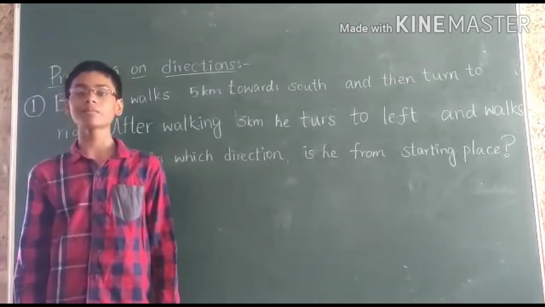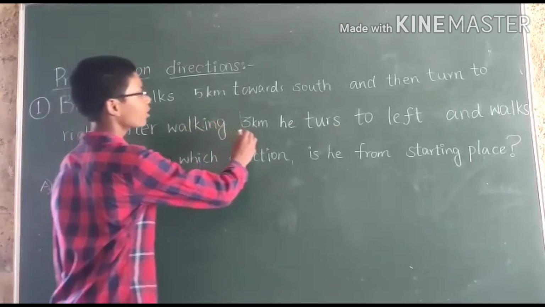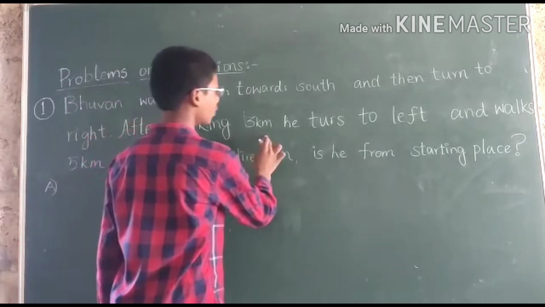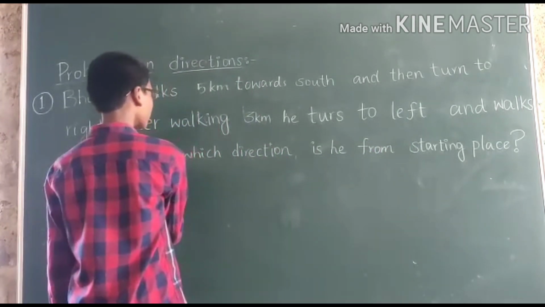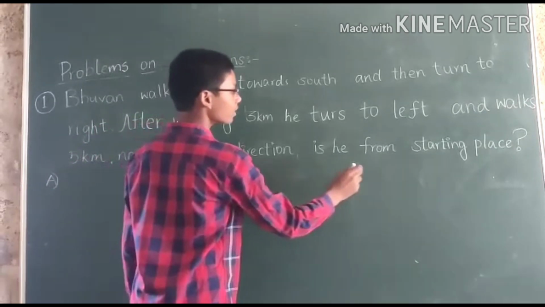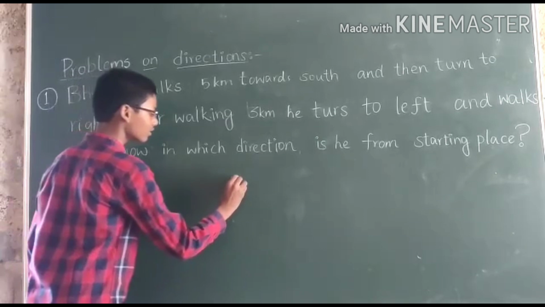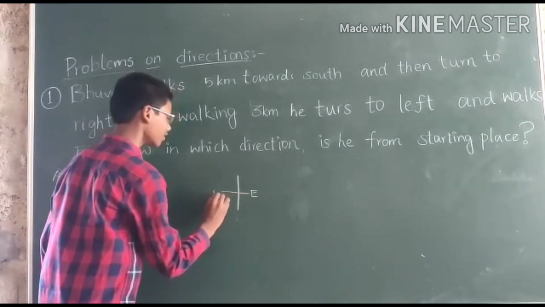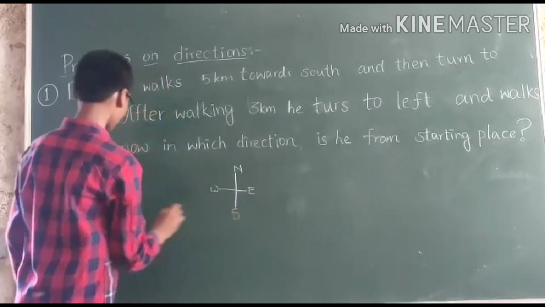Now let me explain some problems based on directions. Bhuvan walks 5 km south and then turns to right. After walking 3 km, he turns to left and walks 5 km. Now in which direction is he from starting place? This is east, and this is west, this is north, and this is south.